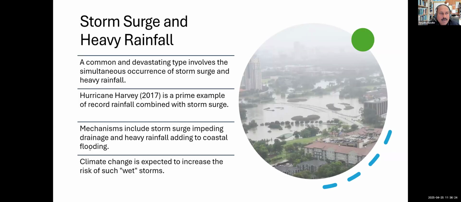When we look at compound floods, a common and devastating type is when surges combine with heavy rainfall. One example is 2017 Hurricane Harvey, when we had storm surge together with record rainfall. The mechanism is often of interest in managing these types of risk, either in terms of impeding drainage or heavy rainfall adding to coastal floods. One additional driver is that climate change is going to increase the risk, especially in wet storms.